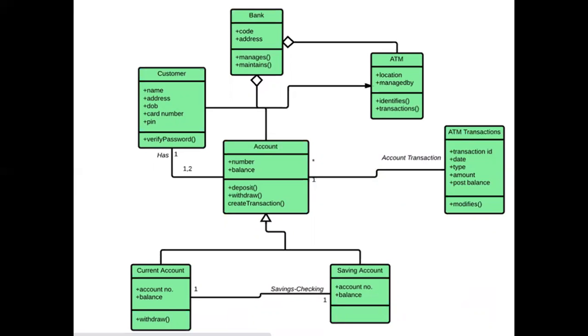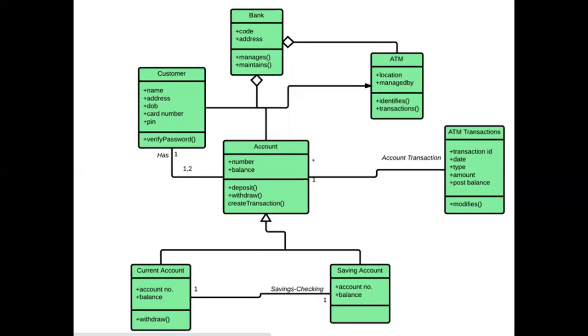Next, the account has some transactions, that is, ATM transactions. The relation between account and ATM is association. Association is where we represent the multiplicity. The account can perform different transactions. Next, the account can use any ATM.